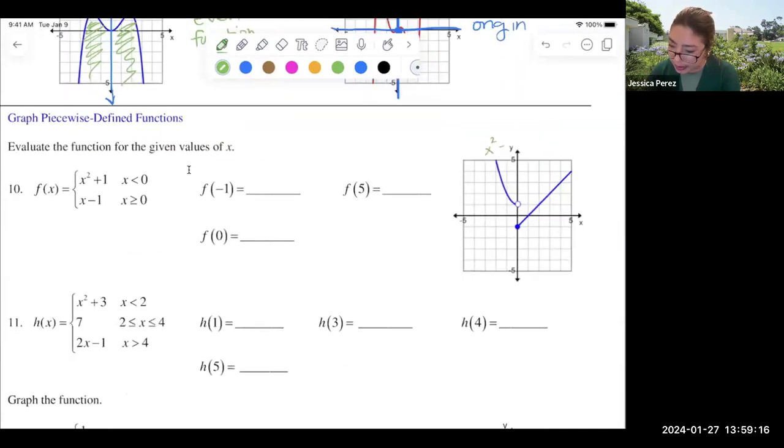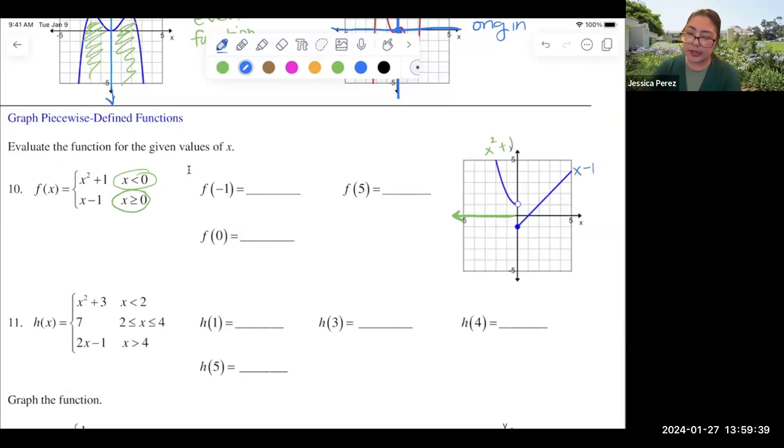This graph is x squared plus 1. And I know that because it's saying where my x is less than 0. So my 0 being less than 0 is on this side. So that means the graph that lives in that location is x squared plus 1. And then x minus 1, the linear term, is everything greater than or equal to 0. And we know it's this linear term, so it's x minus 1.